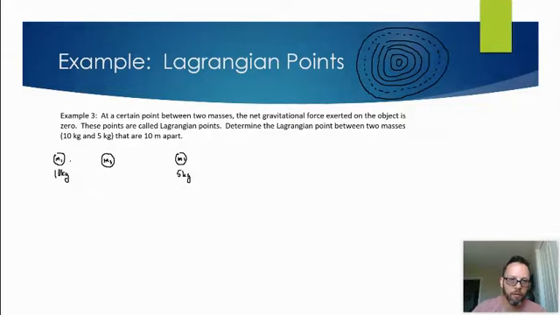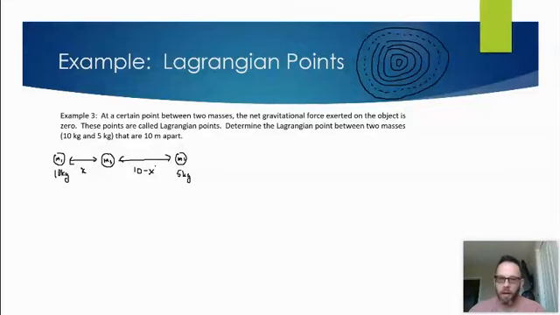So we want to find where this is. I'm going to let x be the distance that this third mass is from M1 at the Lagrangian point. And because M1 and M2 are 10 meters apart, an expression for the distance between M3 and M2 would be 10 minus x, right? Like if x was 1, then the other distance would have to be 9, 10 minus 1, for them to add up together. And we're going to set up a little equation here.